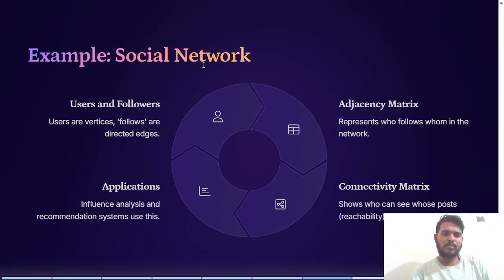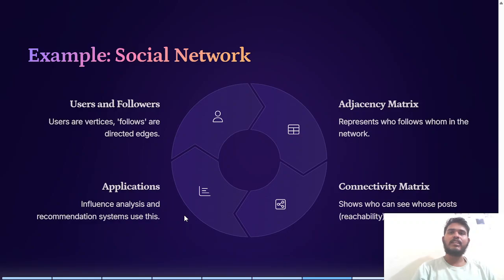Now let's take an example of a social network. In a social media network, you have seen users and followers, right? The users are vertices and the follows are the directed edges. So we can see who is following whom, how many followers, which post a user is liking, what story he is putting on his account. All the data of a social media network are connected using directed graphs. The adjacency matrix represents who follows whom in the network, shows who can see whose post, or reachability by the connectivity matrix, and the applications are influence analysis and recommendation systems using this.